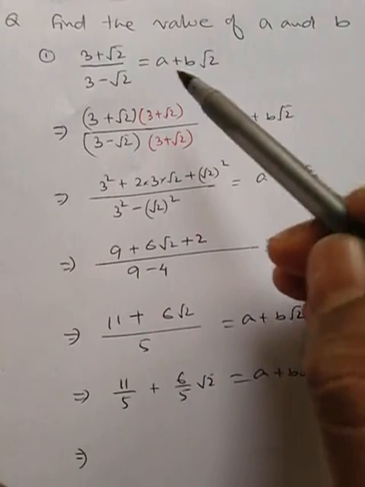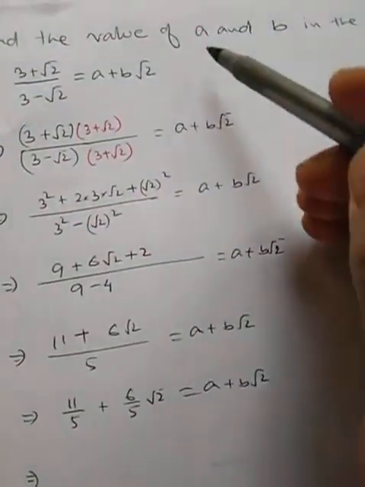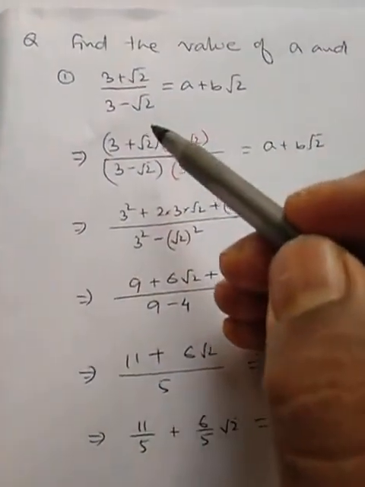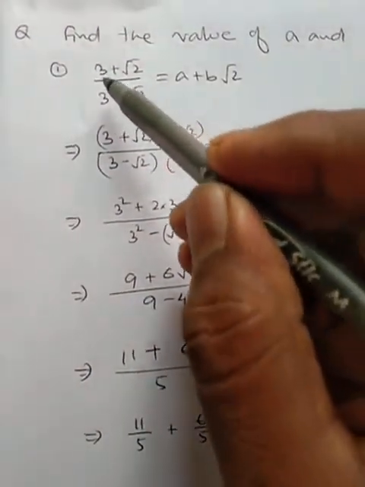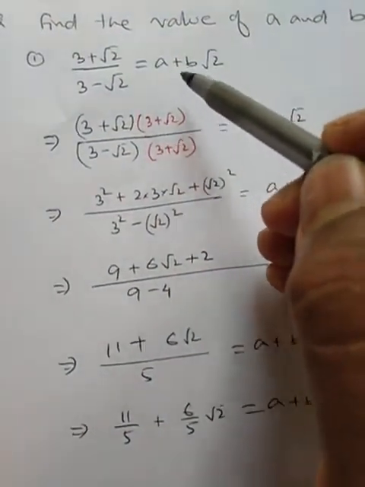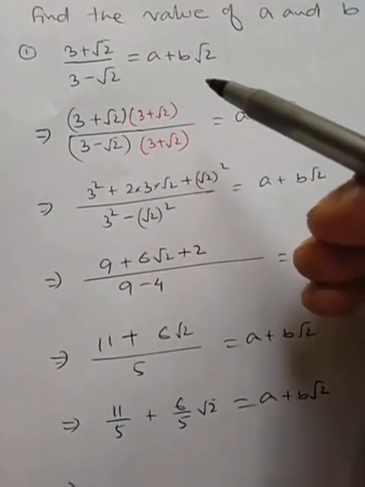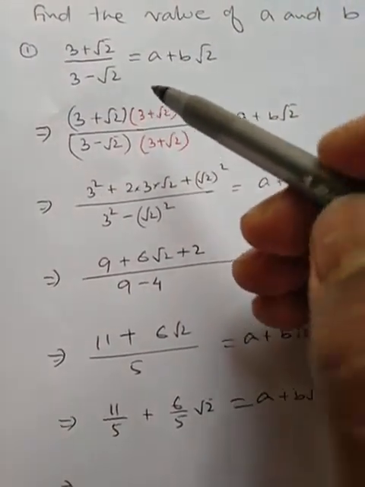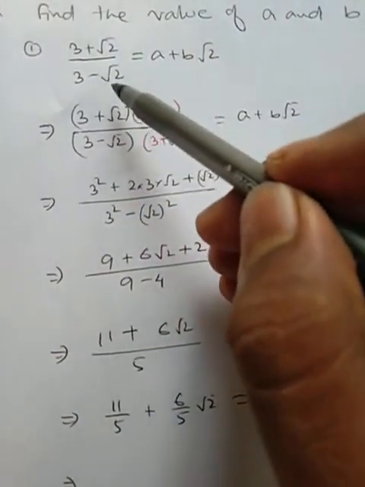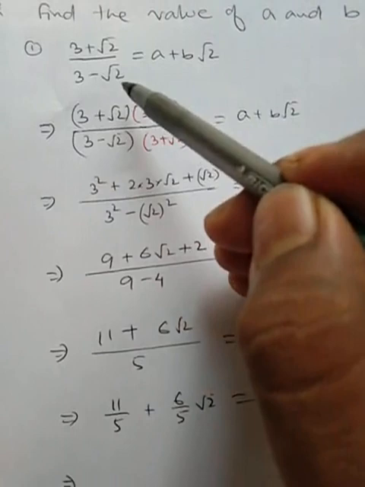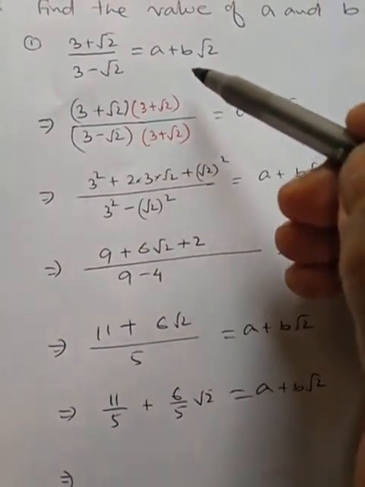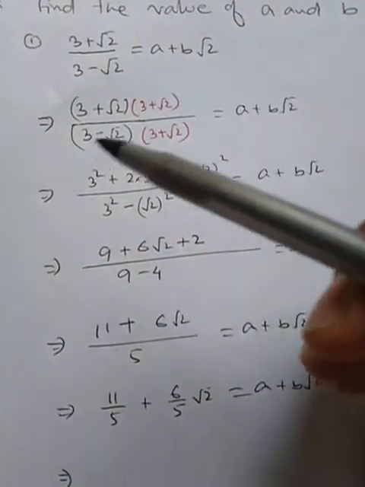Next sum, you can see, find the value of a and b in the following, and the sum is given: 3 plus root 2 divided by 3 minus root 2 equals a plus b root 2. So here also, first of all we have to rationalize the denominator. It means this root we have to remove from here, and then next we can find the values of a and b.